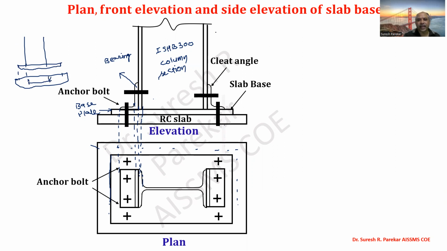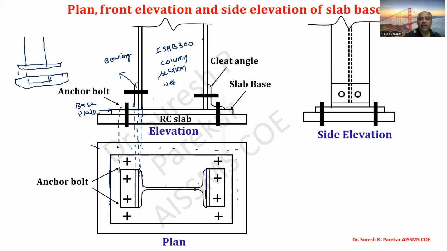Now if you go for side elevation, you are going to get these. So now this is ISHB 300. This is web portion. You can see this is web, and this is flange. So we are going to get flange on this side, and from this you are going to get these two dotted lines. You should understand when we get dotted line and when we get full line. So this is my thickness of web, TW, and this is thickness of flange. You should be in a position to show it.